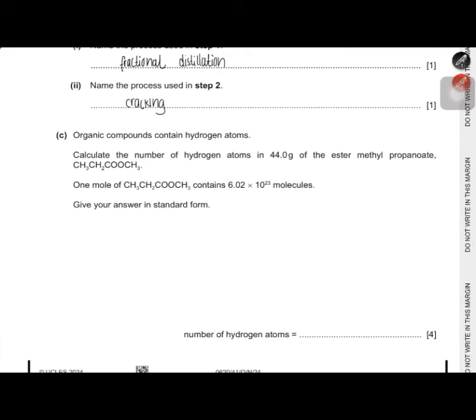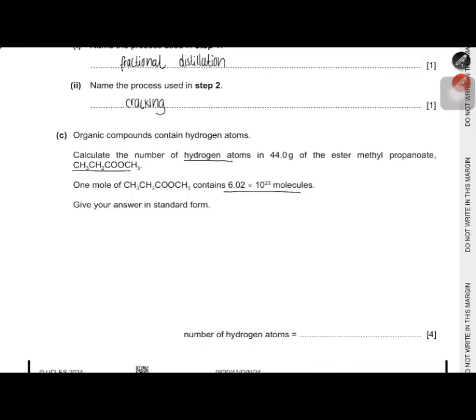Now, organic compounds contain hydrogen atoms. Calculate the number of hydrogen atoms in 44 grams of the ester methyl propanoate, this molecule, when 1 mole of ester methyl propanoate contains 6.02 times 10 power 23 molecules. Give your answer in standard form.